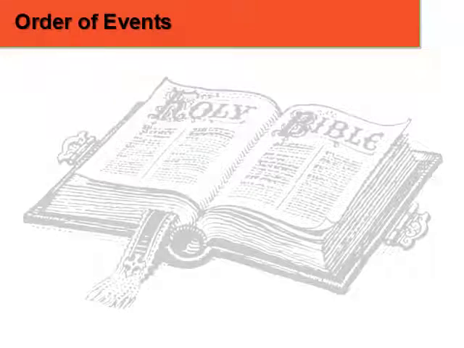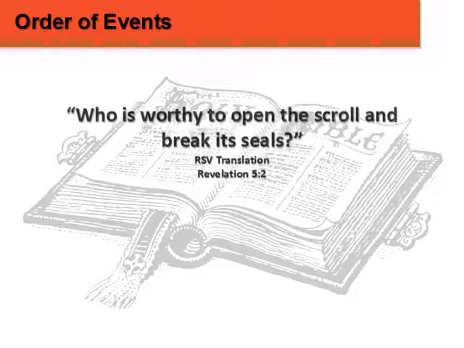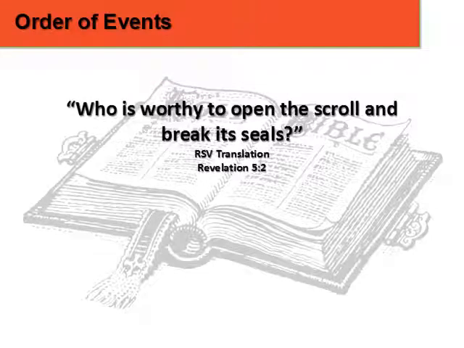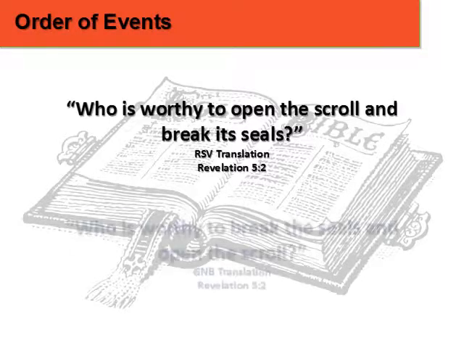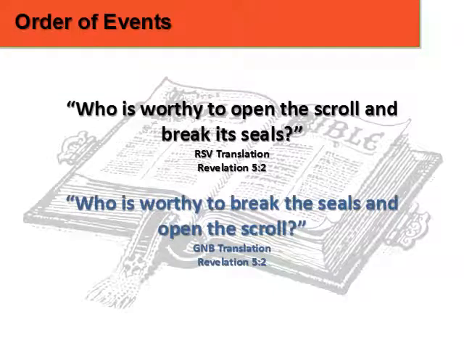Let us now compare two different translations of another verse. In Revelation chapter 5, verse 2 from the RSV, we see, "Who is worthy to open the scroll and break its seals?" This follows the Greek word order. Now let us compare that to the GNB. "Who is worthy to break the seals and open the scroll?"